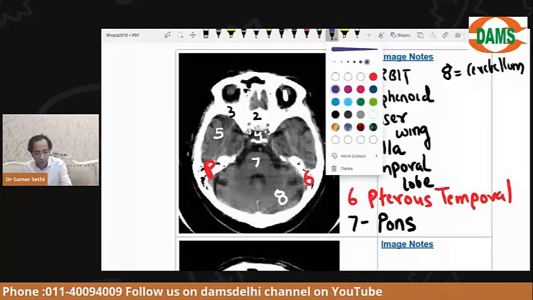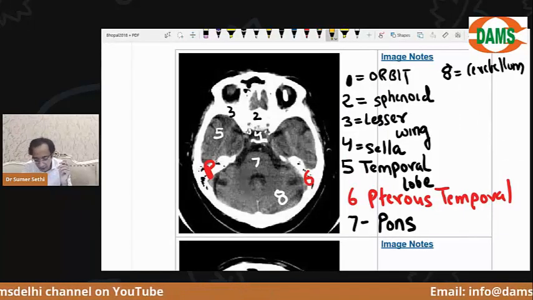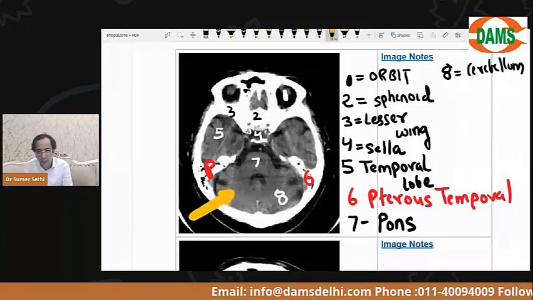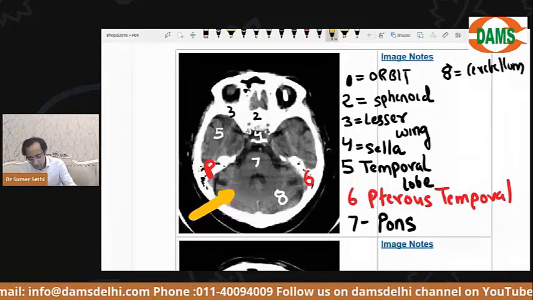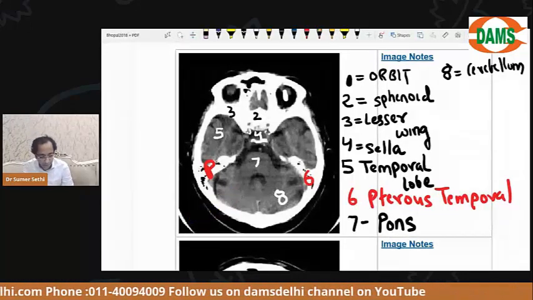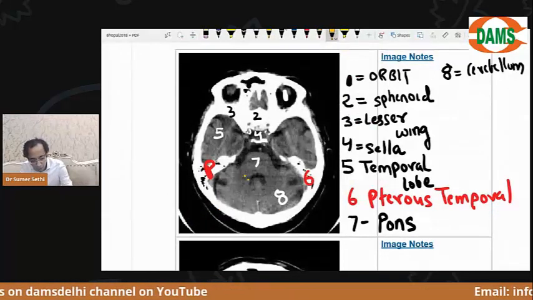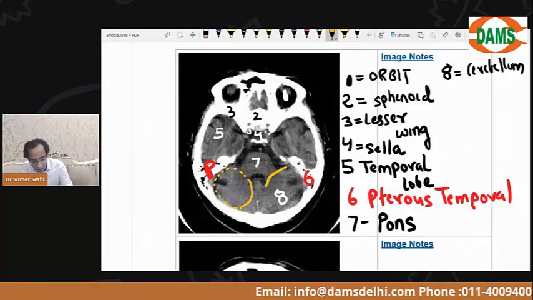Everybody gets it? Please see, last year in the NEET PG exam, they asked a question. They put an arrow here and asked to identify the structure, and the answer was cerebellum. Many people could not understand whether it was cerebellum or not, because they could not see the anatomy. This is how the cerebellum is. Please see the anatomy with me.